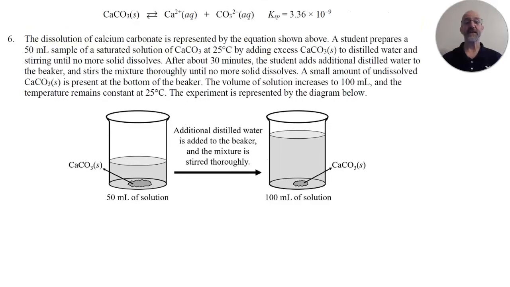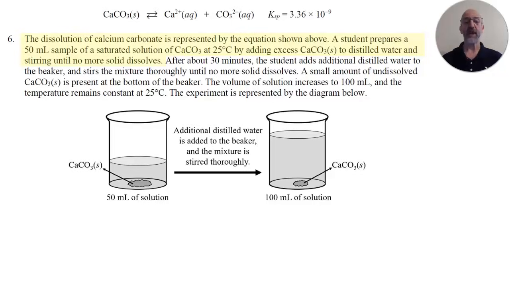In question 6, we are given a balanced chemical equation for the dissolution of solid calcium carbonate, which has the chemical formula CaCO3. We are also given a diagram representing an experiment. Before we look at the 4 answer choices for question 6, let's take a look at the details of this experiment. It says the dissolution of calcium carbonate, so CaCO3, is represented by the equation shown above.